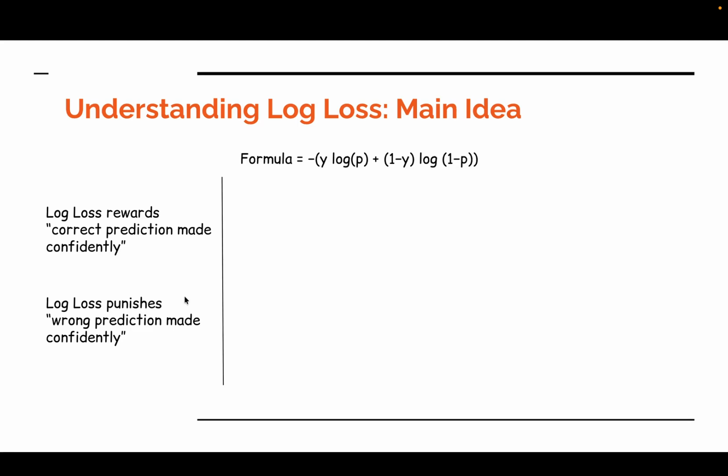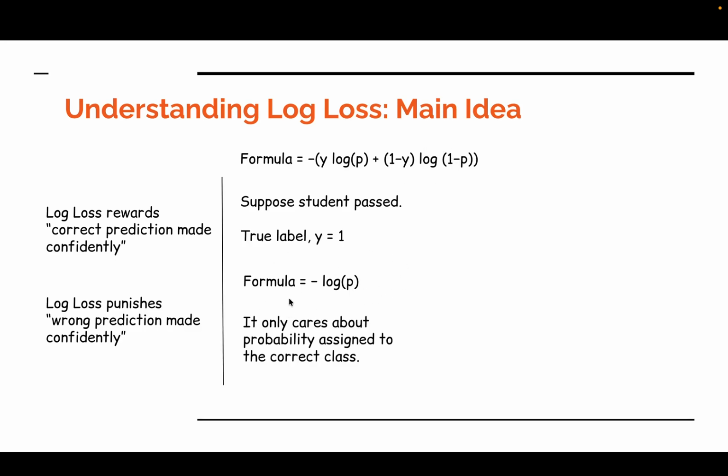So this is the formula for log loss, which is minus of y log p plus 1 minus y into log of 1 minus p. Now suppose a student has passed and his true label is y equal to 1. Now when you put this value into this formula, you will get minus log of p, because the second section turns out to be 0. You can see from this formula that it only cares about the probability assigned to the correct class.